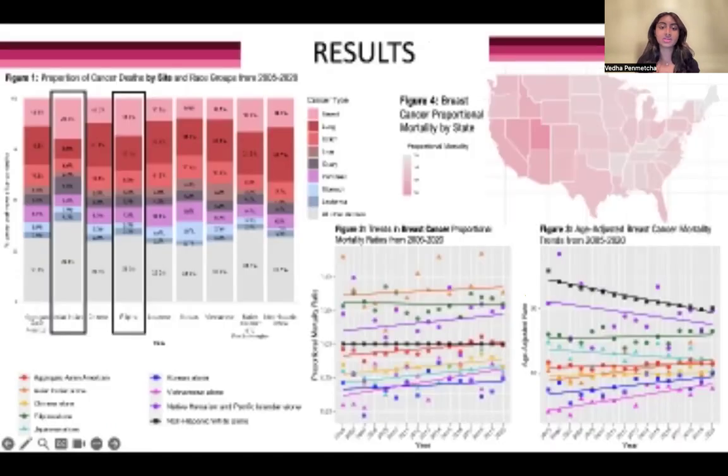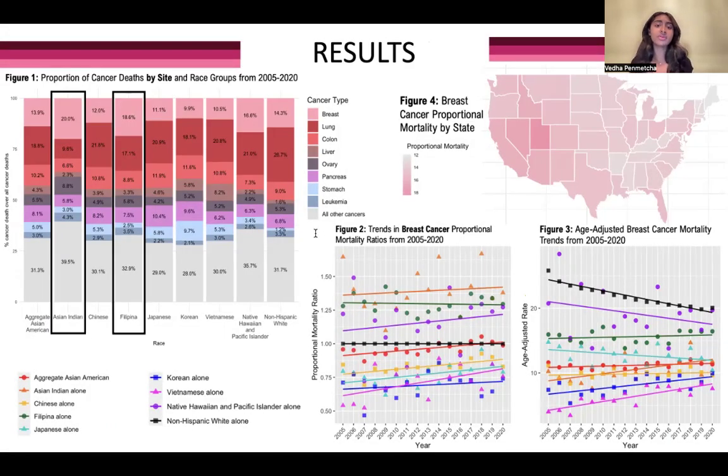And as you can see here, these are our results. Figure 1 looks at the proportion of cancer deaths by site and race. We see the largest light pink bar for Asian Indians and Filipinos, meaning they have the highest breast cancer mortality proportion. And figure 2 is focused on proportional mortality ratios for breast cancer from 2005 to 2020. We similarly see 3 groups, Asian Indians, Filipinos, and then the NHPI group with greater proportion of mortality as compared to non-Hispanic whites over time.